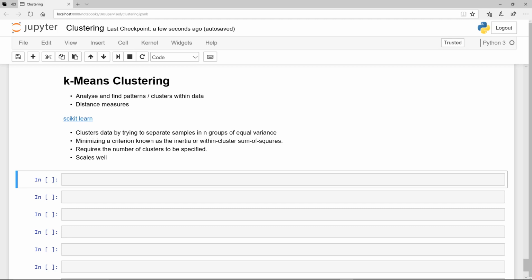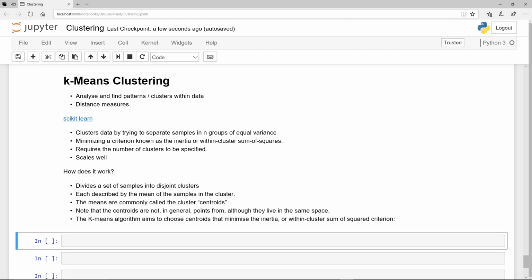First of all, it clusters the data by trying to separate the samples in n groups of equal variance. That's the first one. Equal variance basically means the standard deviation squared. The second thing is that it minimizes a criterion known as the inertia, or within-cluster sum of squares. So it's trying to minimize that, and also trying to separate the so-called groups of equal variance. Now in this method it requires the number of clusters to be specified. The beauty of this measure is that it scales well with a large number of data.